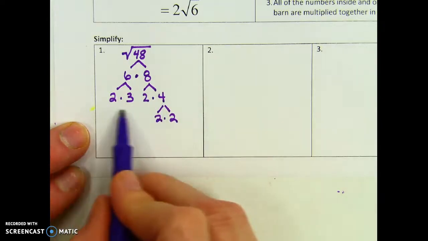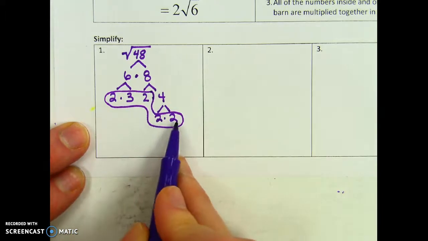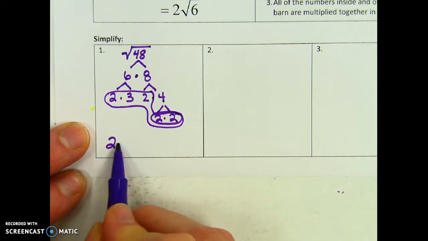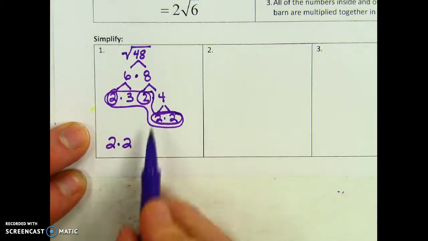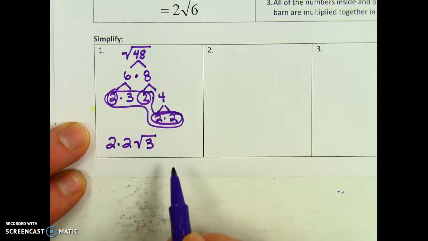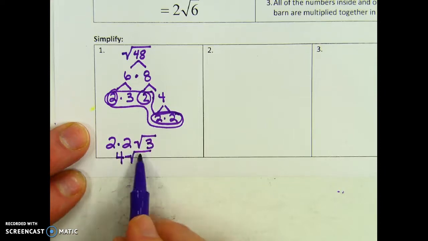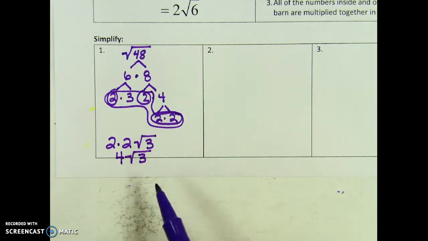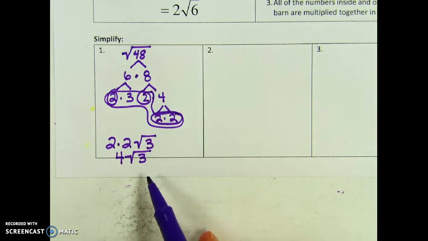Now, all of these here are my prime factorization numbers. So, partners leave the barn. So this set of 2's come out. This set of 2's come out. 3 does not have a partner. It stays in the barn. Now, I multiply these two together, and I get 4 square root 3. Once again, you can check this on the calculator, but these two are equivalent. I know it is simplified because 3 will not break down anymore.